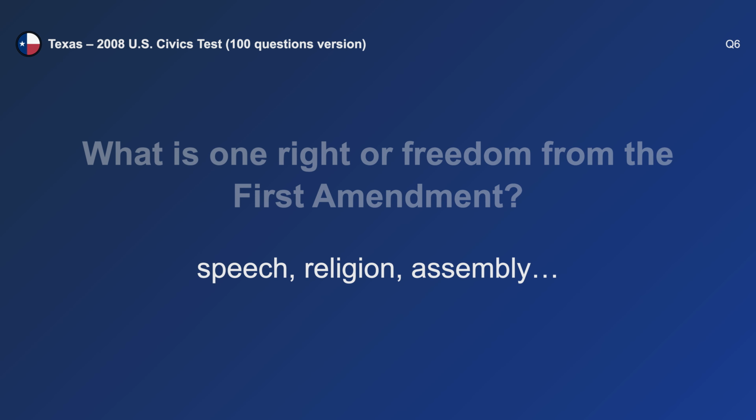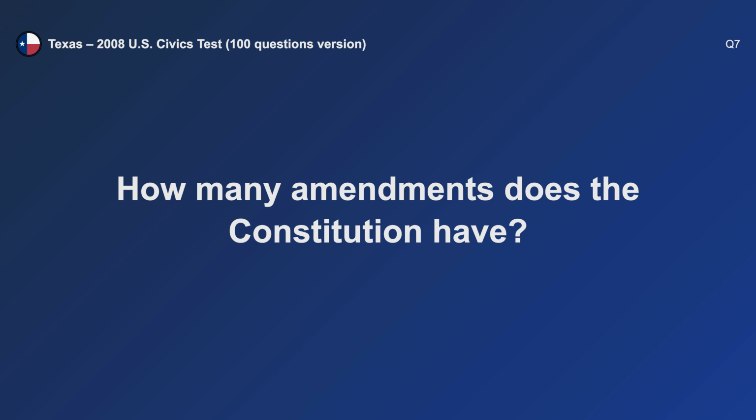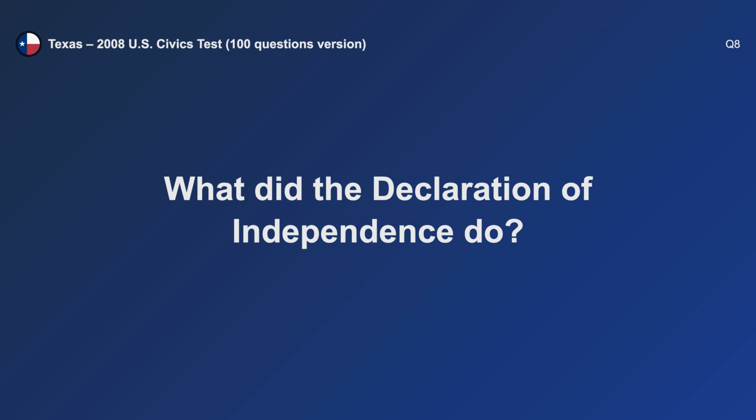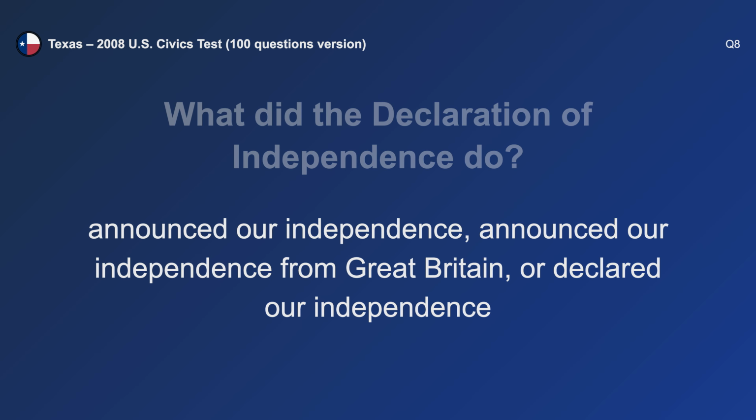What is one right or freedom from the First Amendment? Speech. How many amendments does the Constitution have? 27. What did the Declaration of Independence do? Declared our independence from Great Britain.